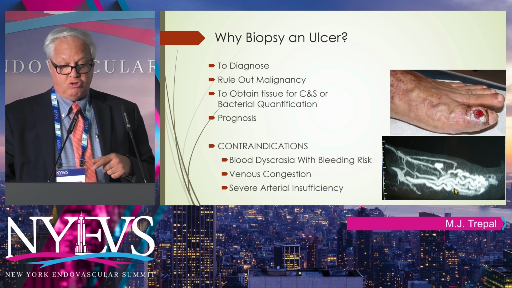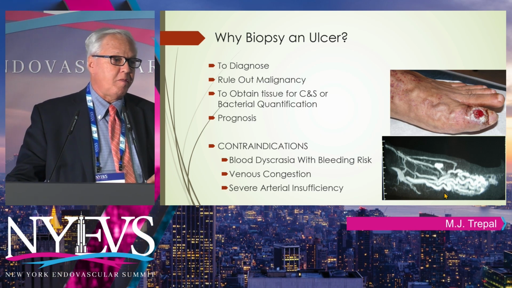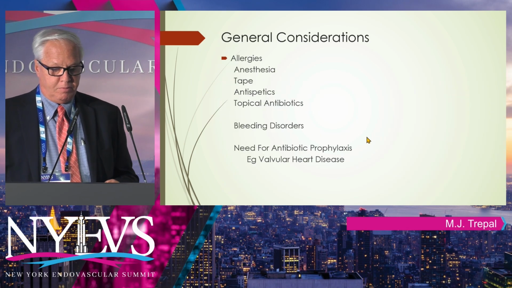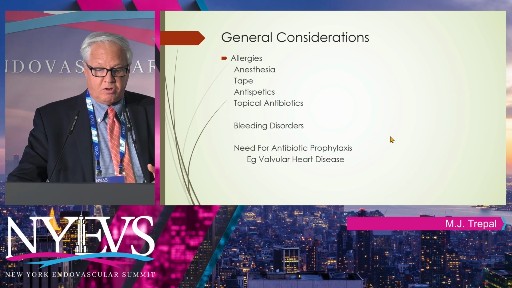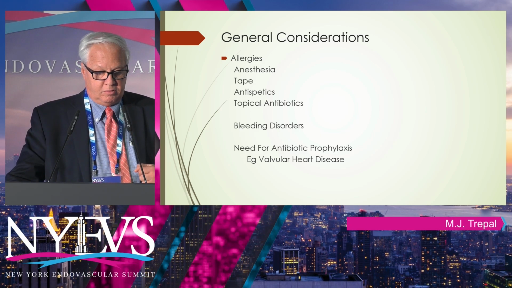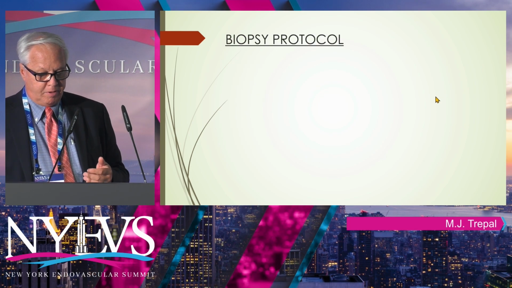A venous malformation like you see on this particular, on the right-hand side there, you cut into that and biopsy it, you're going to have blood on the ceiling. So you need to work with the vascular people in advance of it. General considerations: what type of anesthesia, what type of antiseptics you're going to use, topical antibiotics, need for prophylactic antibiotics.